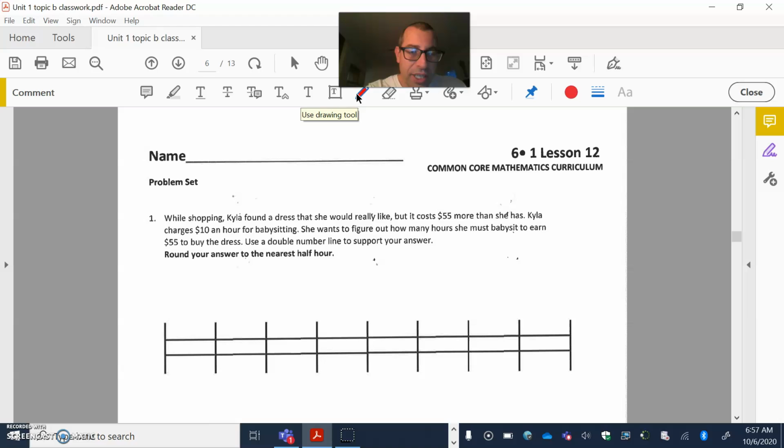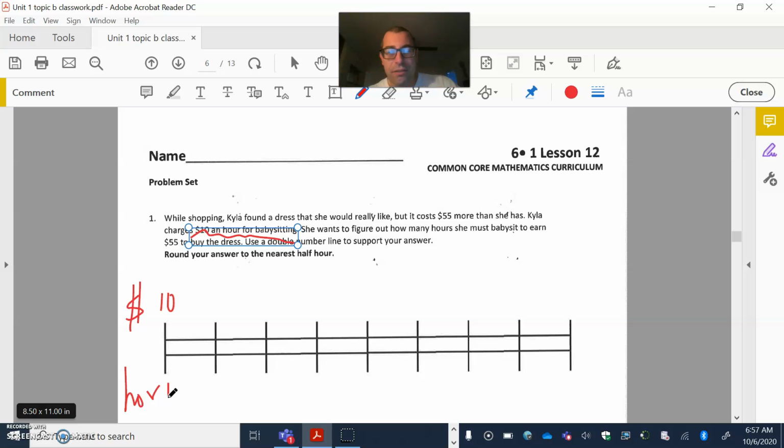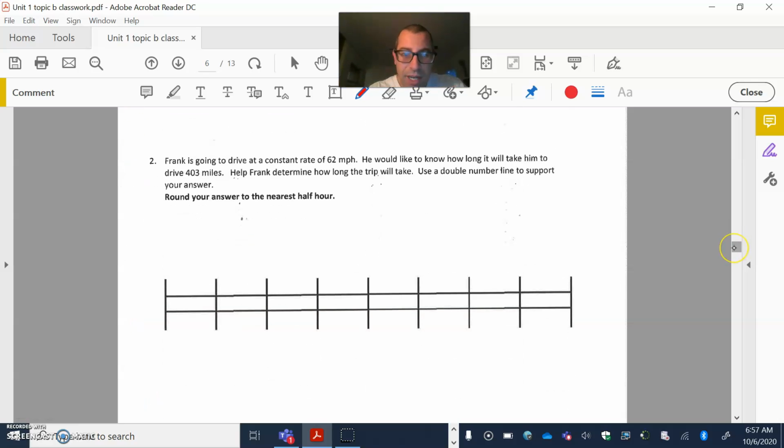So she's charging $10 an hour for babysitting. So we should have dollars for the hours. So she's making $10 for the 1 hour. And then you can use that to fill it in. All right. Let's check out the next one here. 62 miles per hour. So that's miles, and that's in an hour. So Frank is doing 62 miles in the 1 hour. All right, that'll help you out with your table.